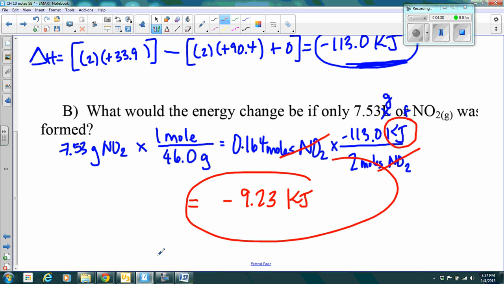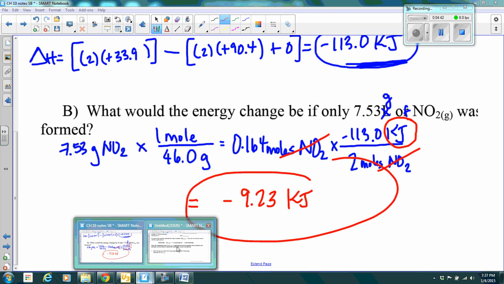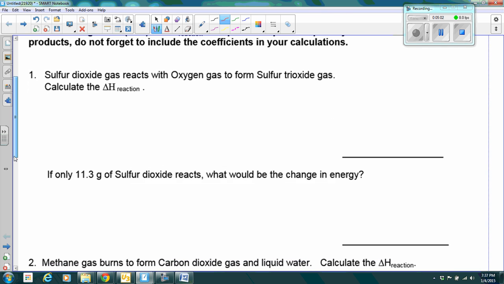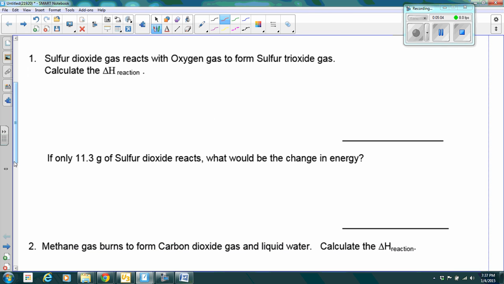I do have one more example right underneath here. Let me grab it for you. So if you take a look at homework number 3, you can see that up at the top, we have the product minus reactant again. And it says, since the magnitude and the size of the change of heat of reaction is dependent upon the quantity of reactants and products, do not forget to include the coefficients in your calculations, which hopefully up until now you have been doing a really good job of.